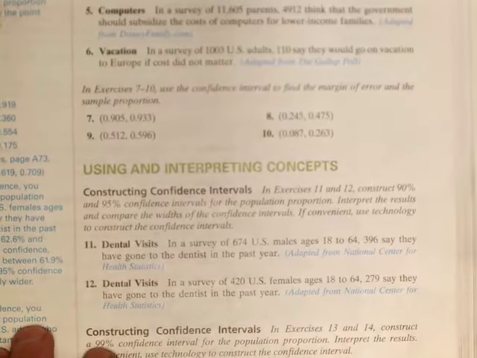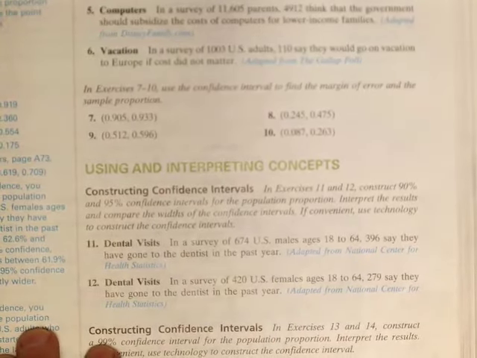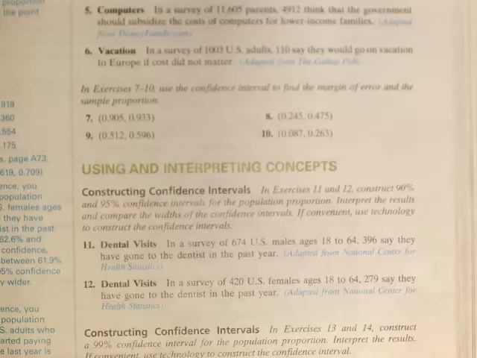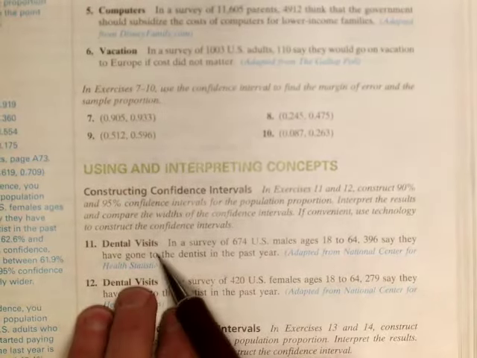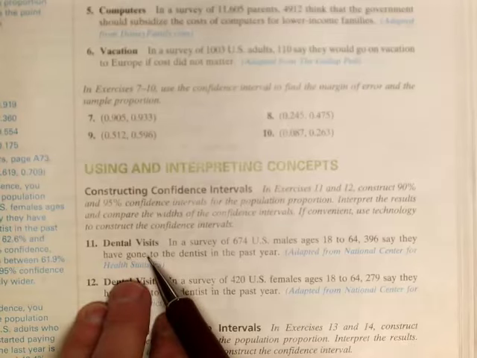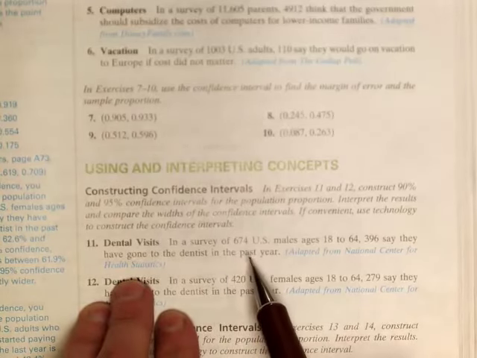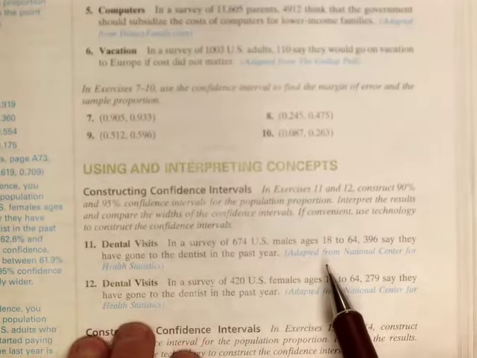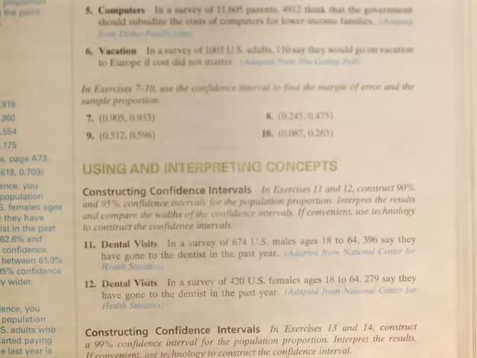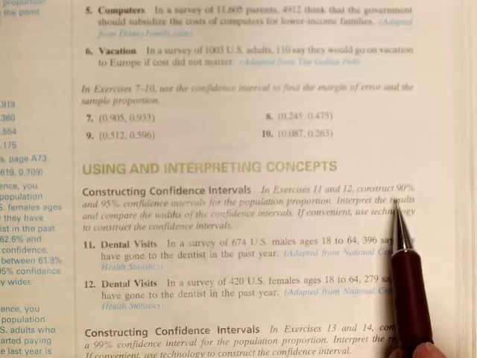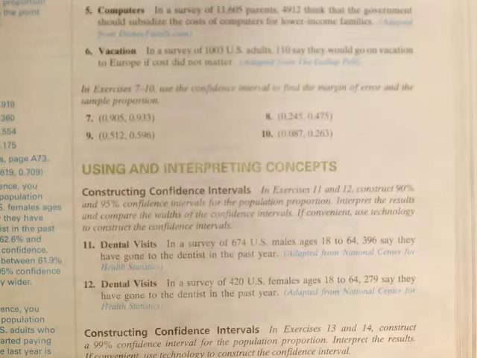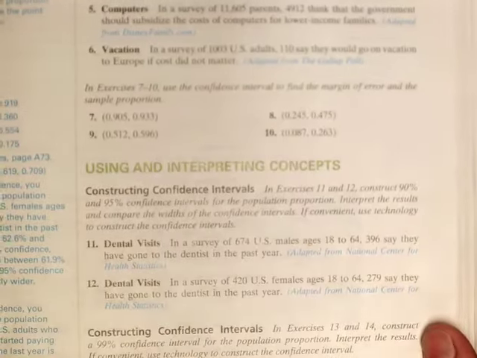Okay, let's take a look at how to construct a confidence interval for proportion. So let's take a look at this problem here. Dental visits. In a survey of 674 U.S. males aged 18 through 64, 396 say they have gone to the dentist in the past year. The instructions are to construct a 90% confidence interval and a 95% confidence interval.